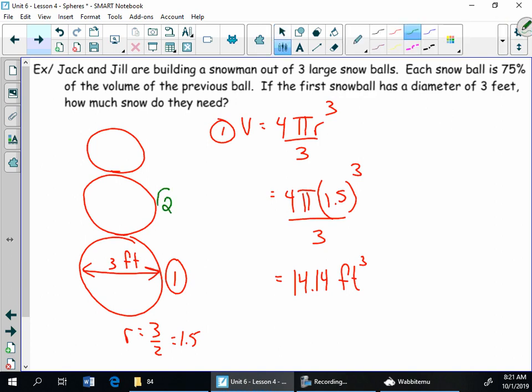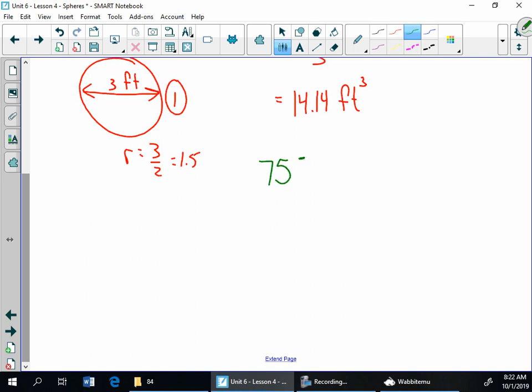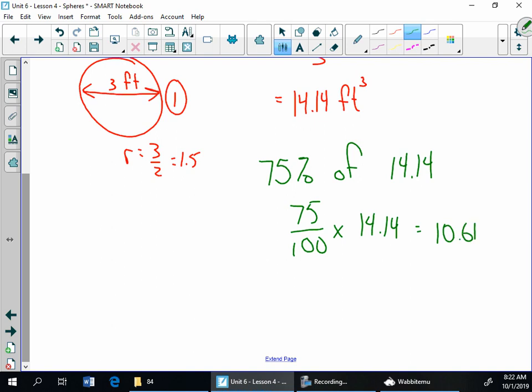What do we know about ball number 2? Well, it didn't tell us anything about the size of it except that each snowball is 75% of the volume of the previous ball. So it goes back to the very beginning of our course. We talked about percentages. I need to find 75% of the previous ball. Well, if you remember from way back when, percent is always out of 100, times the pieces that I need. We call that unit rates. So you should get 10.61 cubic feet.